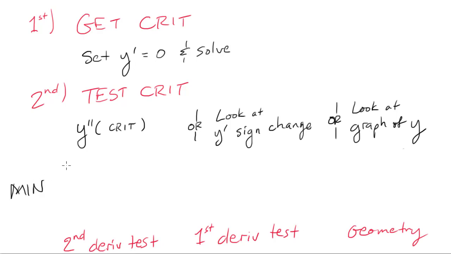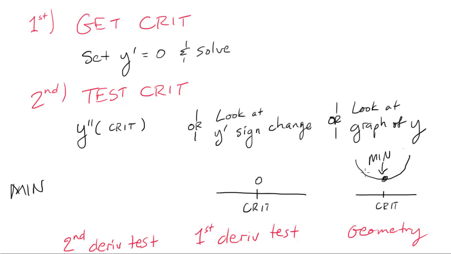Do the same for mins. Graph the function, point to the point, and go, yep, there's the min right there. Look at the sign change on the derivative. Plug in a point to the left, plug in a point to the right. Or I plug it into my second derivative and get a positive. If I'm a positive person, I'm smiling.